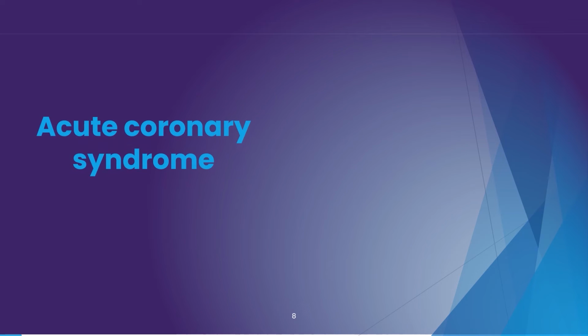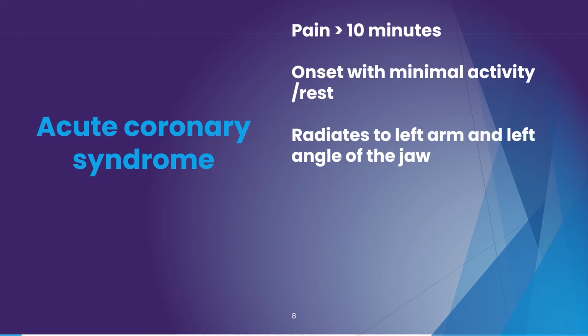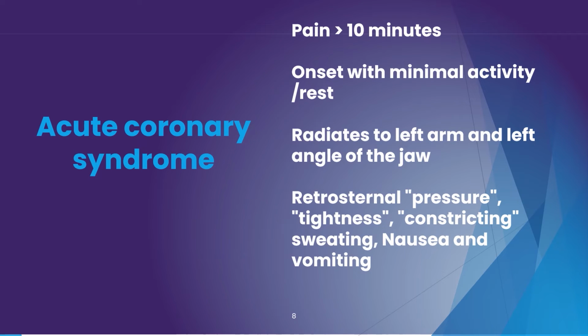Now we'll discuss acute coronary syndrome, and I did a revision guide about acute coronary syndrome before, and please look at it as well. In acute coronary syndrome, there's usually chest pain lasting more than 10 minutes, and the pain starts with minimal activity or can start while at rest, and it usually radiates to the left arm and left angle of the jaw. So the patient usually complains of retrosternal pressure or tightness or constricting type pain, and usually systemic features like sweating, nausea and vomiting can also be there. And another important thing is the patient can have shortness of breath, and that's about acute coronary syndrome.